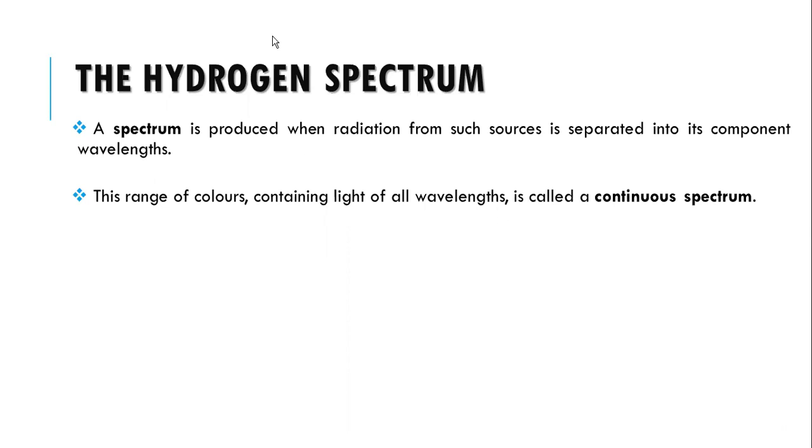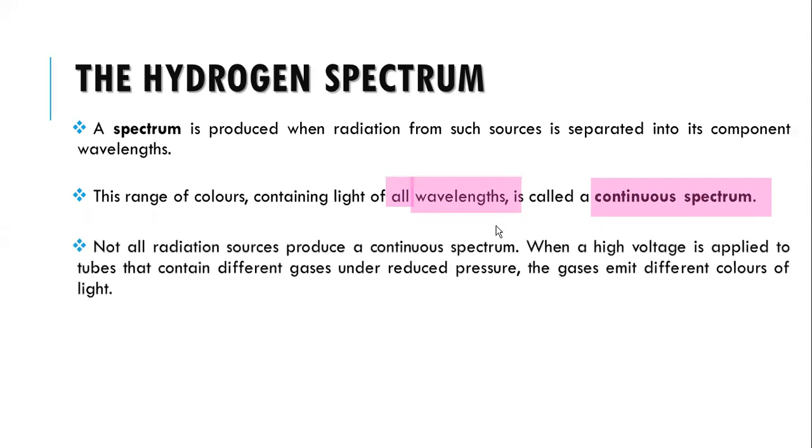You should be very careful about that word: all wavelengths. Right? The range of colors containing light of all wavelengths is called the continuous spectrum. Even though not all radiation sources produce a continuous spectrum, right?